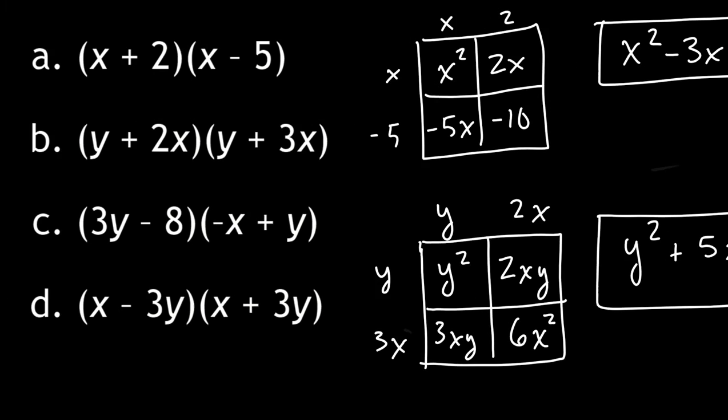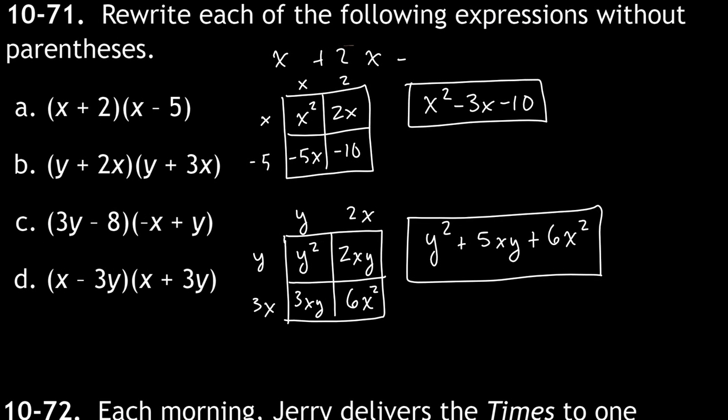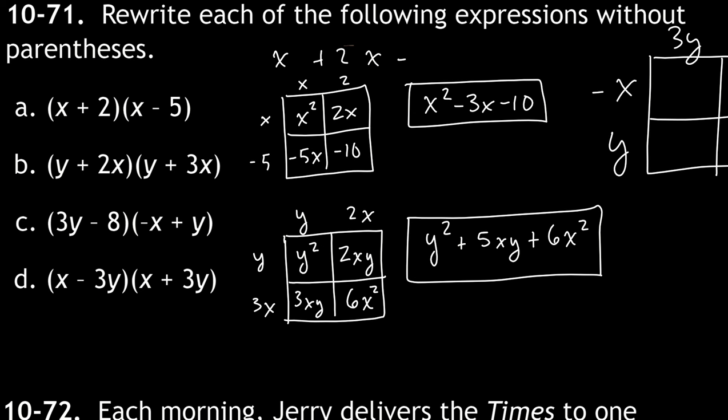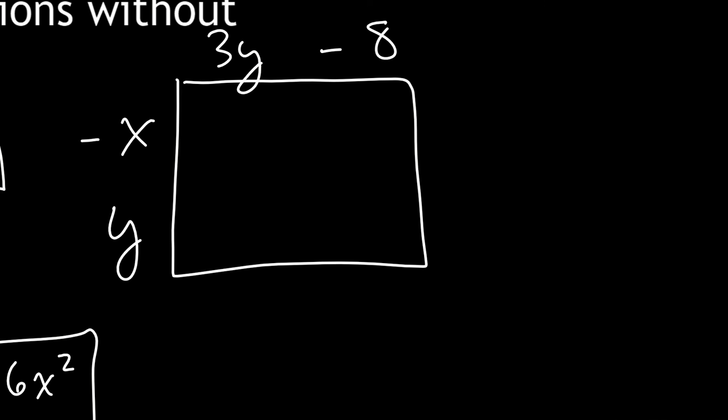I've totally run out of room, but that's okay. There's lots of room way over here off screen. So this next one, again, I'm going to sketch a little area model off screen here. We're going to be multiplying a 3y and a negative 8, and we're going to multiply that by a negative x and plus y. I think I'm going to leave the last one and not do that, but let's finish this one.